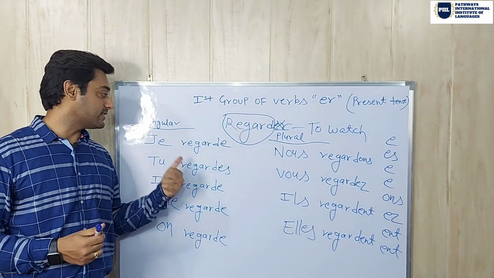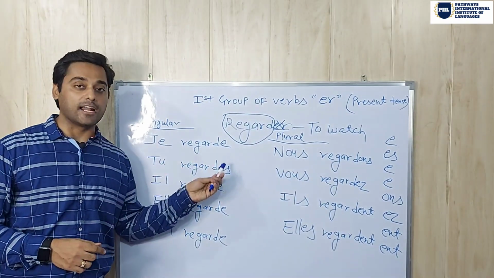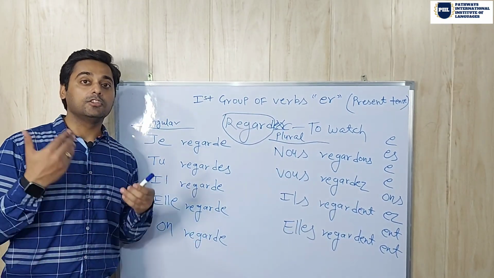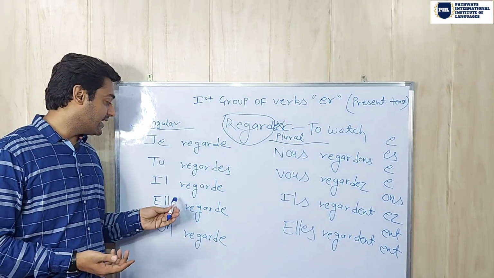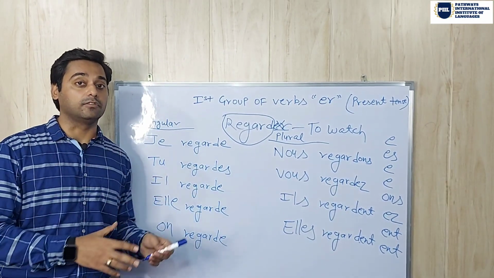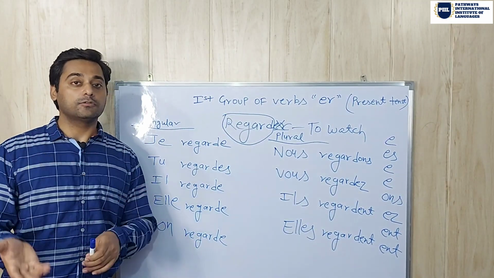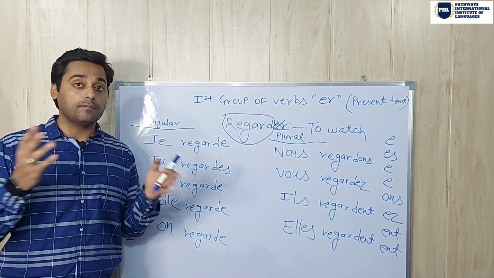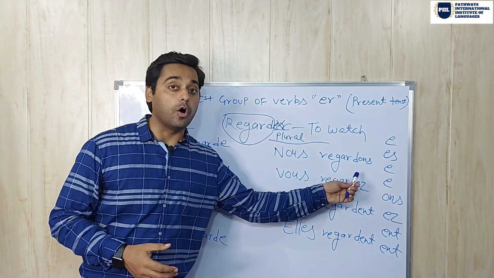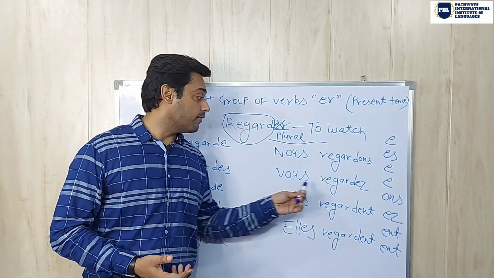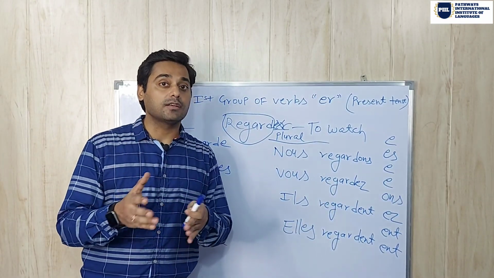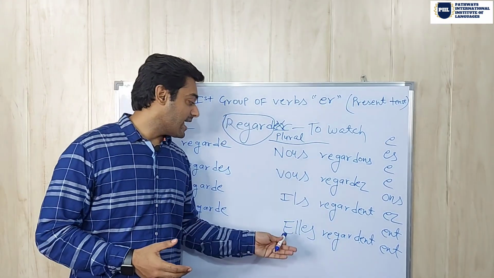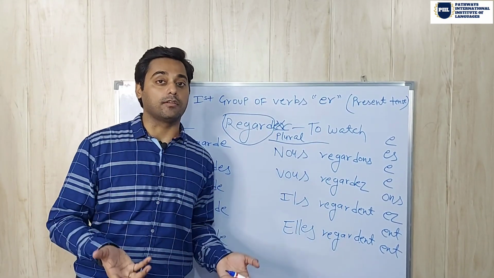Now let's pronounce this conjugation. So it's like je regarde, that means I watch or I am watching. Tu regardes, you watch or you are watching. Il regarde, he watches and he is watching. Elle regarde, she is watching or she watches. On regarde means one watches or we watch. Nous regardons, we watch, we are watching. Vous regardez, you watch or you are watching. Ils regardent, they watch or they are watching. Elles regardent, they watch and they are watching.